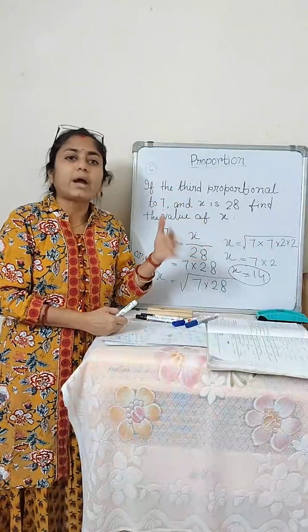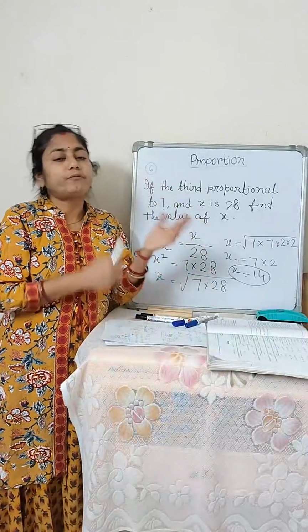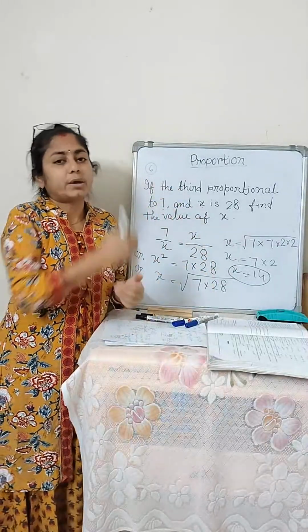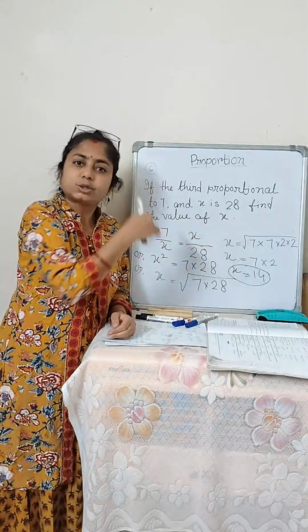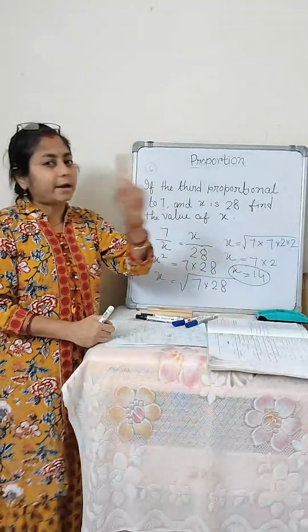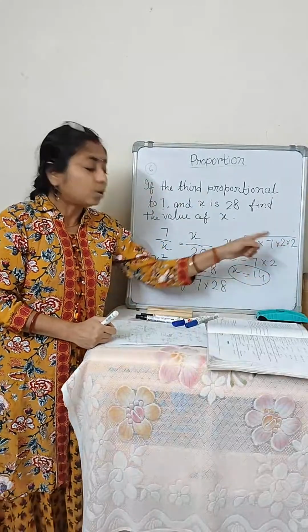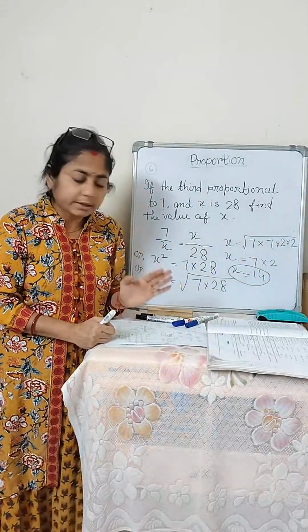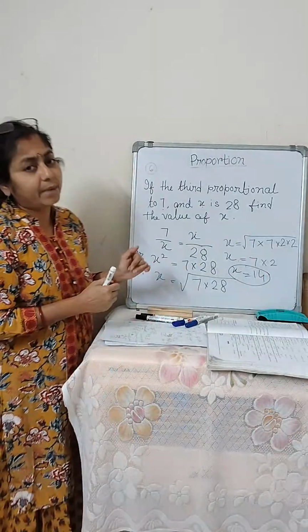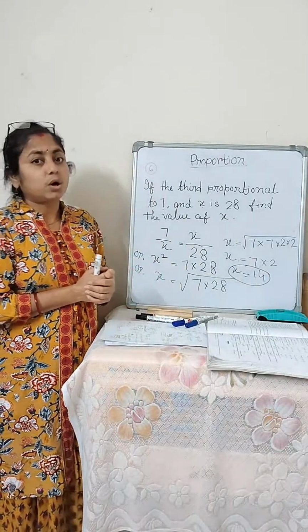7 into 4, I can make the 28. So 4 is not a prime number, so I break it one more time. It is 2 into 2. And for 2 7, I take 1 7, and for 2, I take 1 2. Clear? So my answer is x is equal to 14.